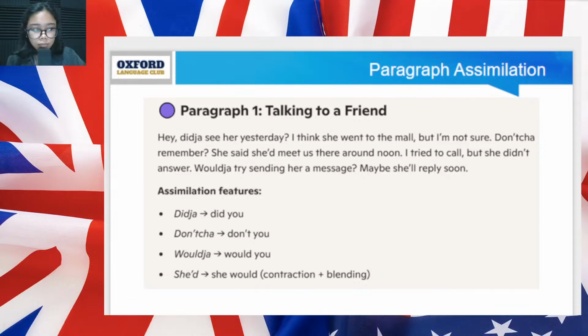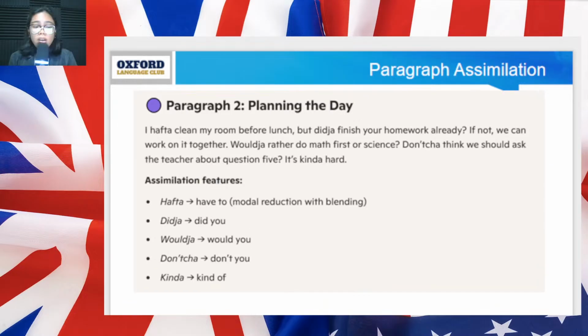Planning the day is the context. Now, first, again, I will read the whole paragraph aloud. As I read, please try to listen very carefully for those words where sounds seem to actively change or blend into each other rather than staying separate and distinct. So this is the key to recognizing assimilation. Here is the paragraph. Let's listen closely and feel free to follow along as I read.